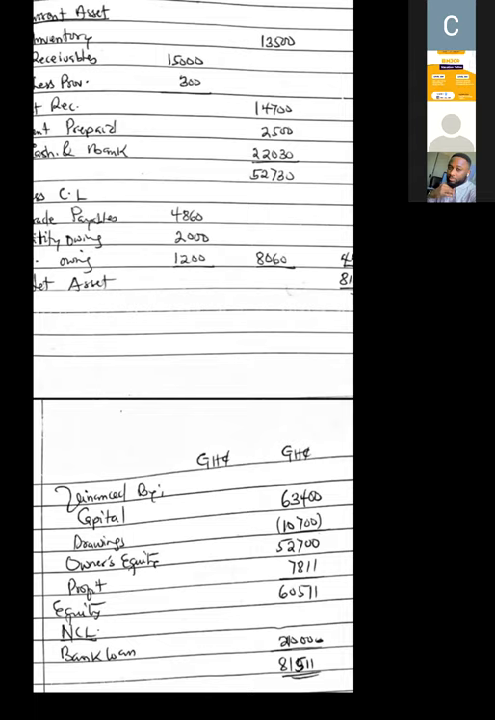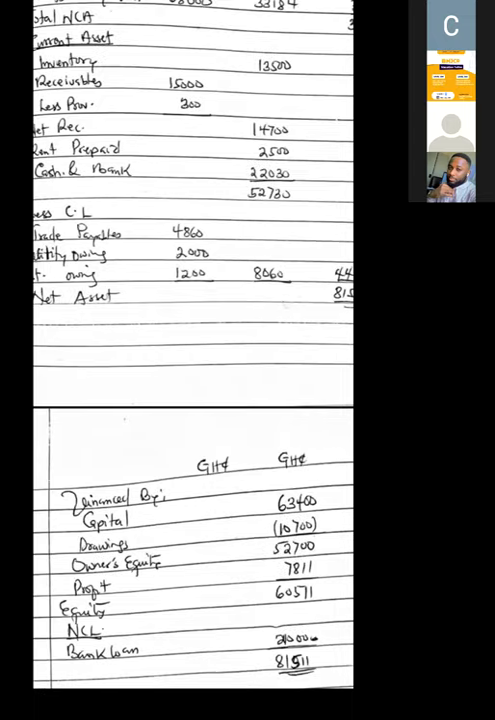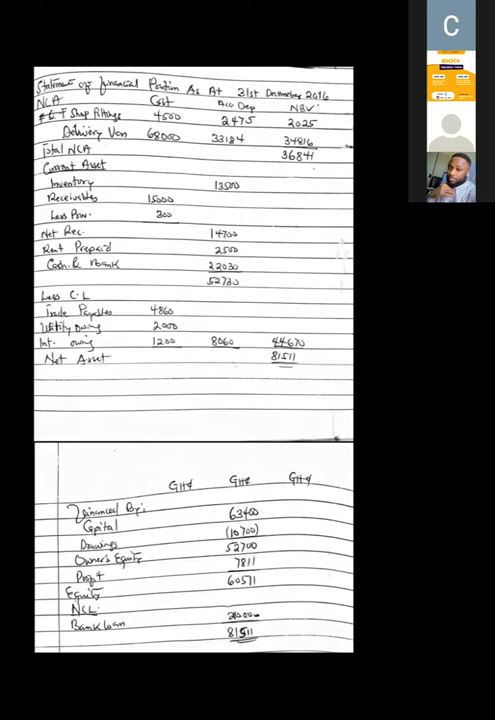And then we have firm's equity, which is profit of 7,811. When we add firm's equity to owner's equity, we get total equity of 60,511. All right. And then we add bank loan of 21,000, and that will give us capital employed of 81,511. All right, so now we're getting to know that the net assets in the firm are financed by capital employed, and capital employed is equity plus non-current liabilities.